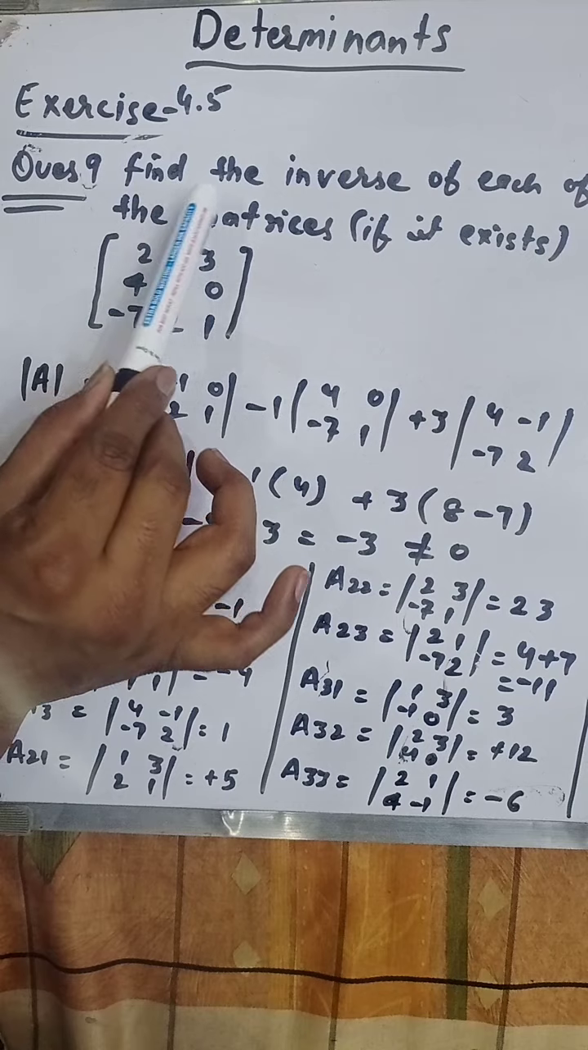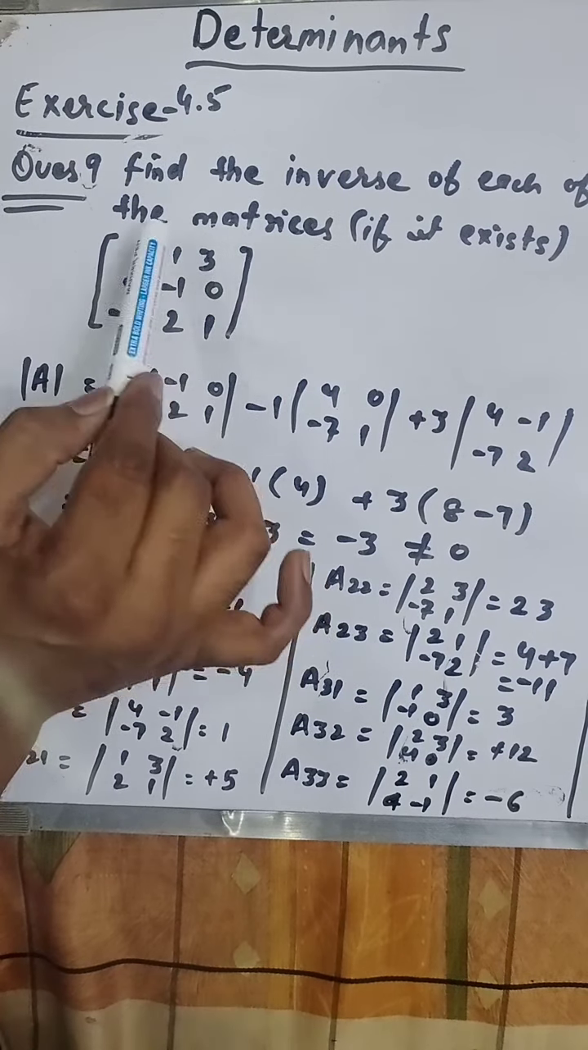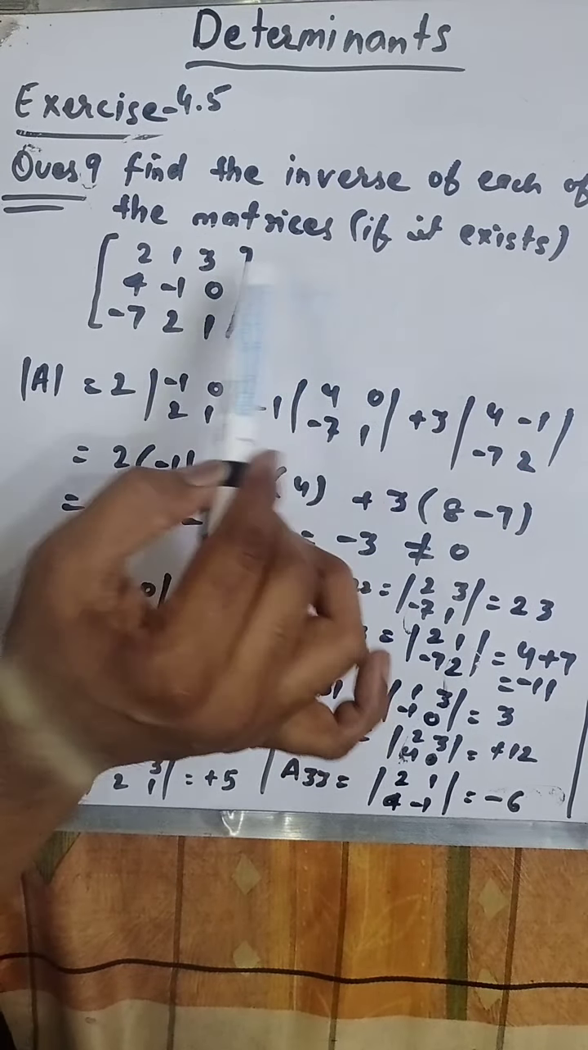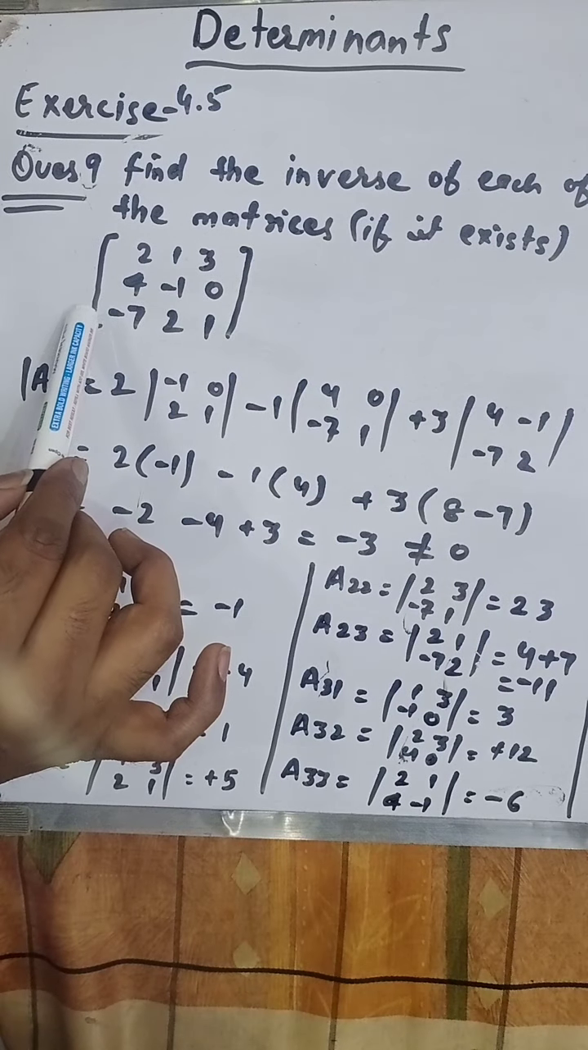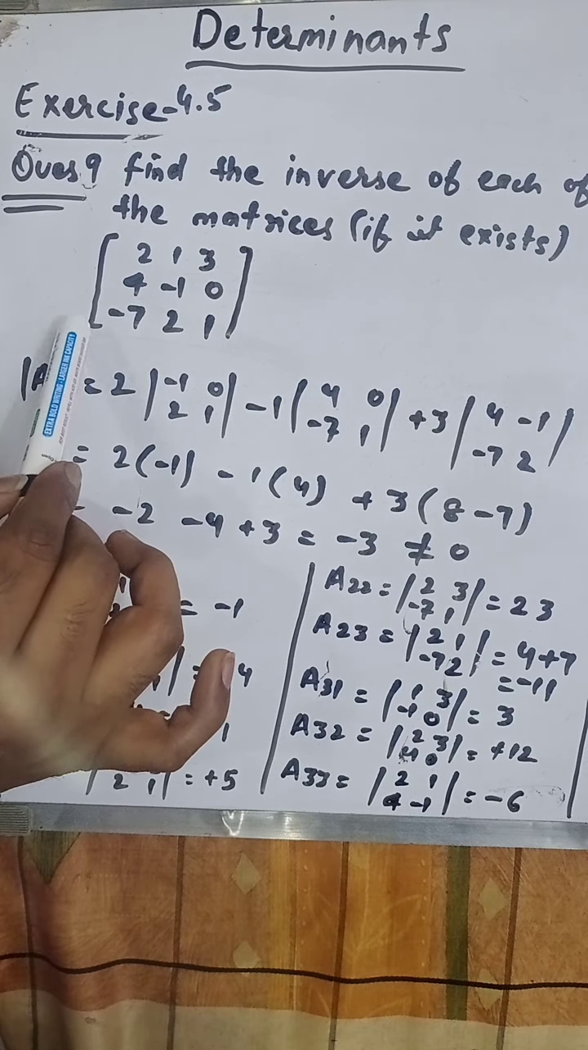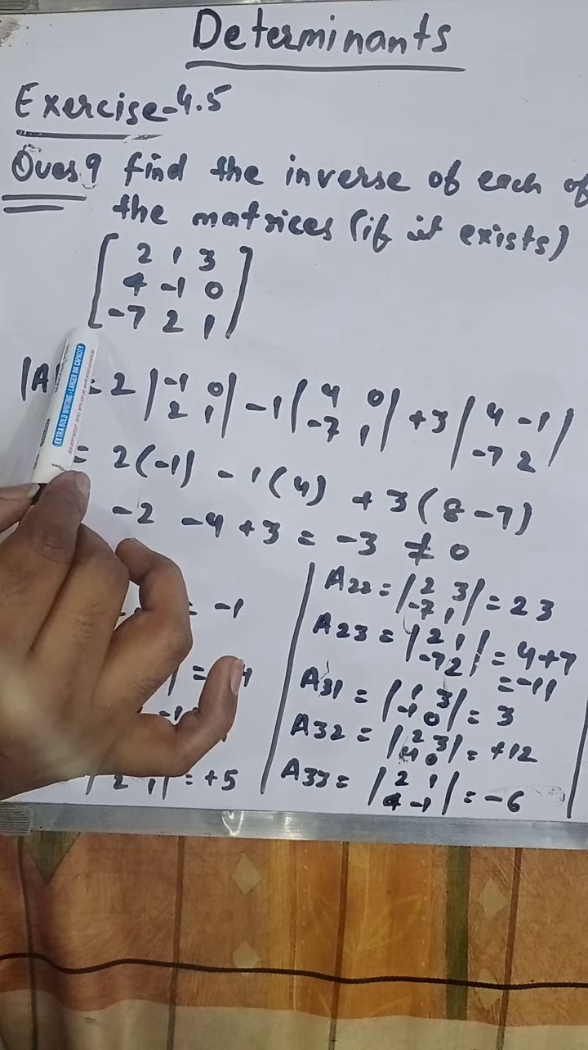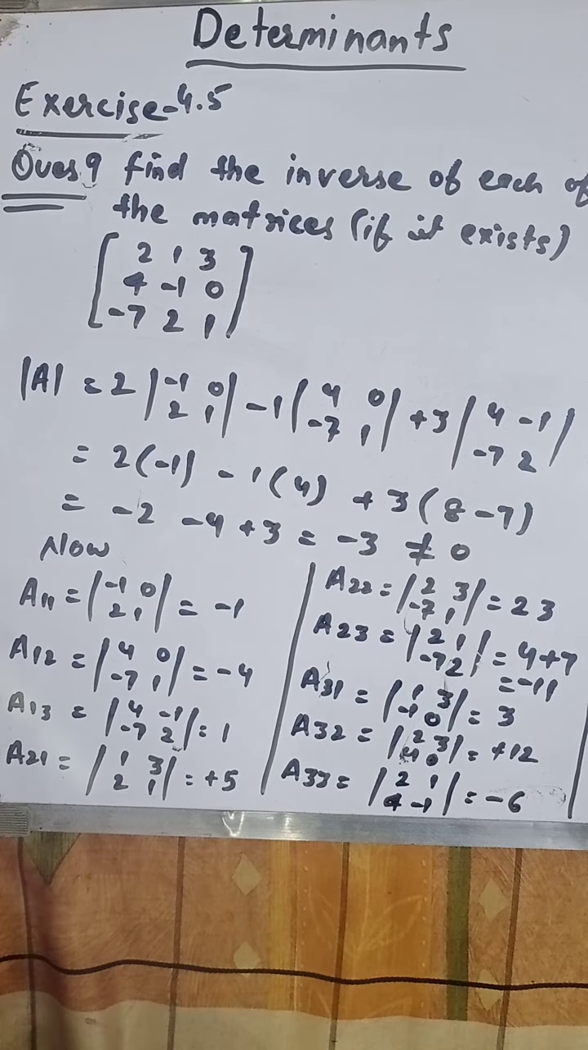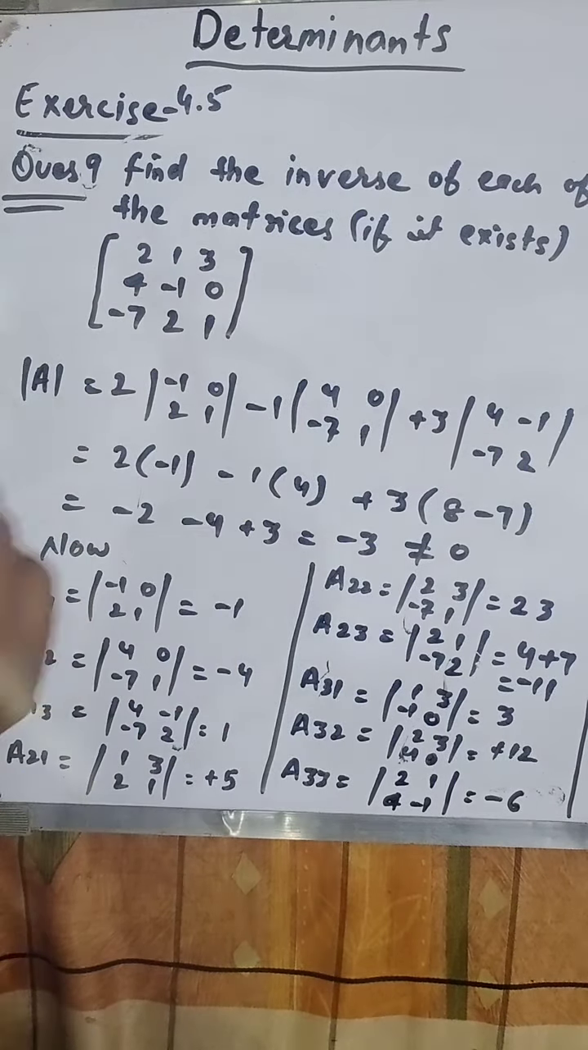The question is: find the inverse of each of the matrices, if it exists. So here we have to find out the inverse of this given matrix. Here I'm writing inverse.